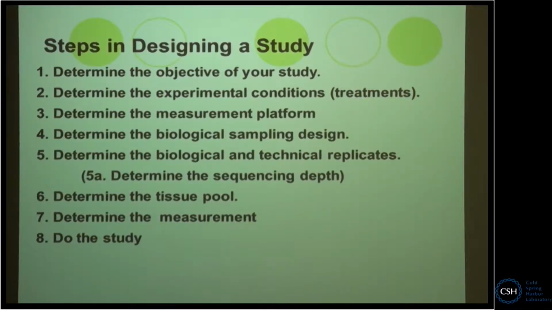So you determine the objectives, you figure out what the experimental conditions will be. In statistics, we call them treatments. So if you have a treatment and a control, the control is also a treatment, which is very confusing to medical folks, but that's how we talk about it. You determine the platform, the sampling design, how you're going to do the replication. Nowadays, we have to worry about sequencing depth because typical instruments give us way more sequence than we need for one sample. So we determine what the tissue pools will look like, and then finally, at the very end, we do the study. And then, of course, we do the analysis.